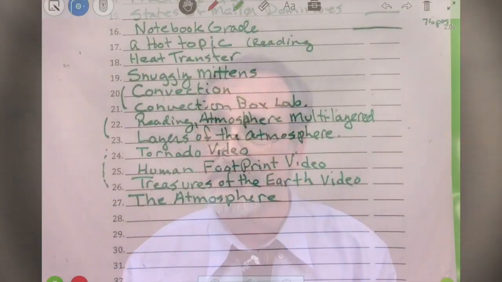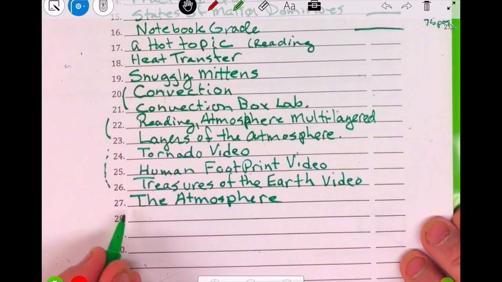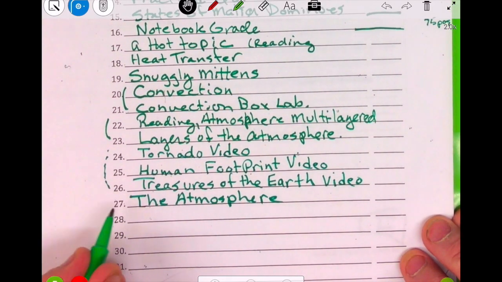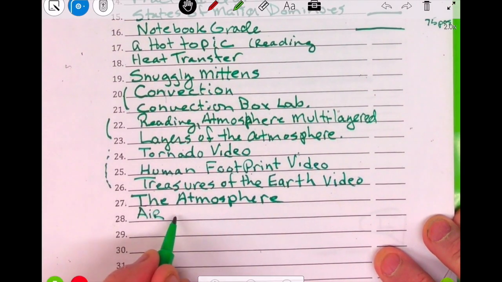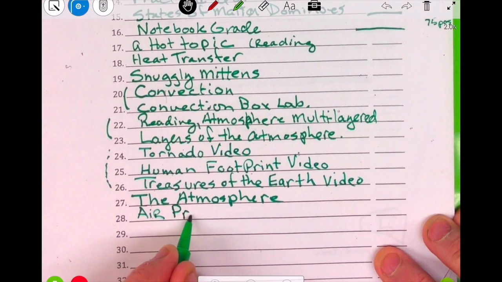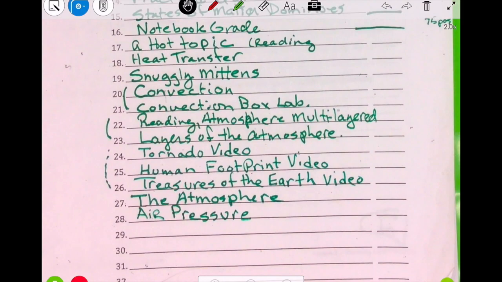Let's get your notebook ready. Have your notebook set. Get yourself a piece of paper, and let's go. All right, you should have your assignment sheet right now, and you should also have a piece of paper. Get it ready if you don't have one already. And the assignment today is going to be air pressure. So everybody write that down on your assignment sheet number 28. Title your paper, air pressure. Okay. And off we go.